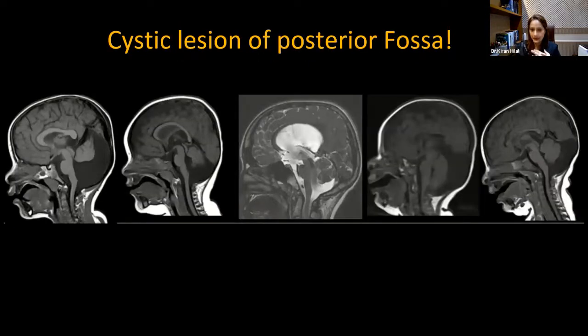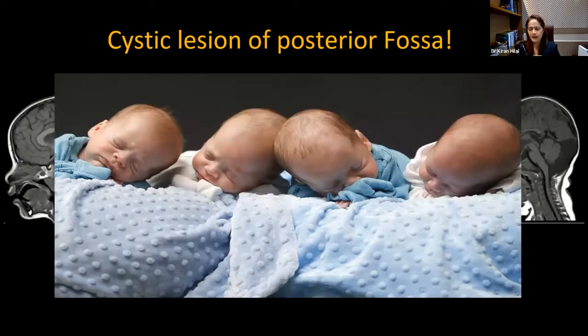So when I was a resident, and whenever I used to see any MRI with posterior cranial fossa cyst, that's how it looks like. But actually at that time when I was a resident, it always looked like this to me. Every head looked similar, every cyst looked similar, and it was really difficult for me to differentiate one from another.